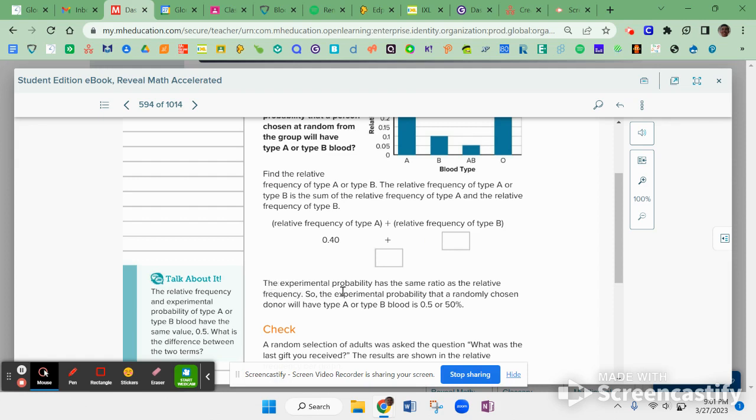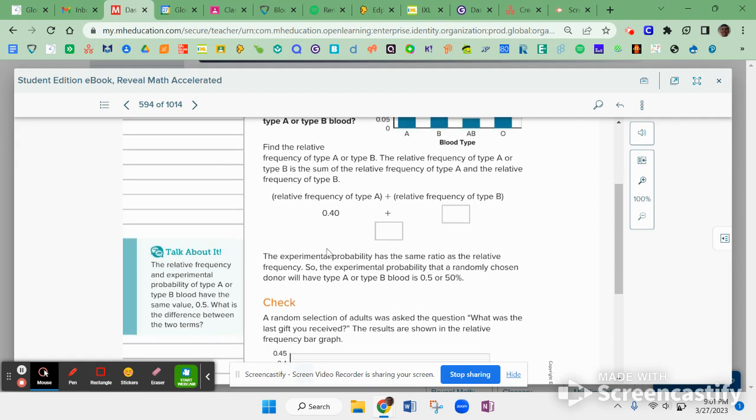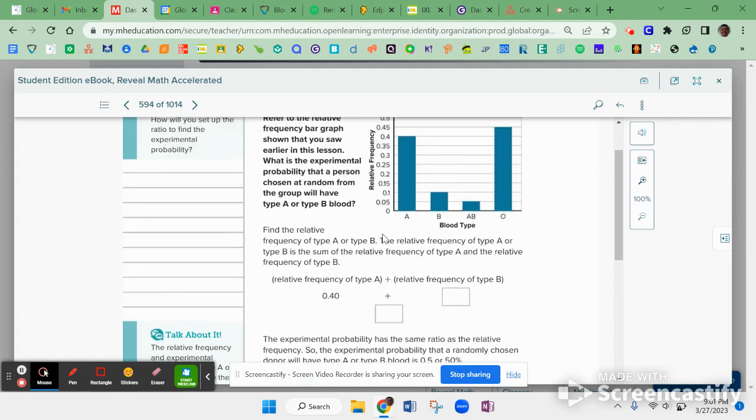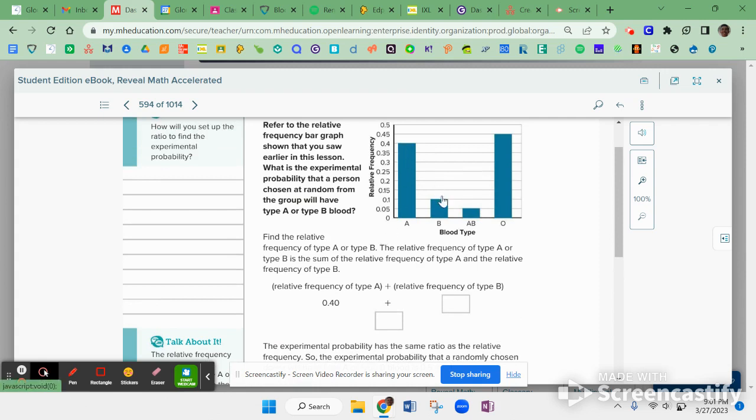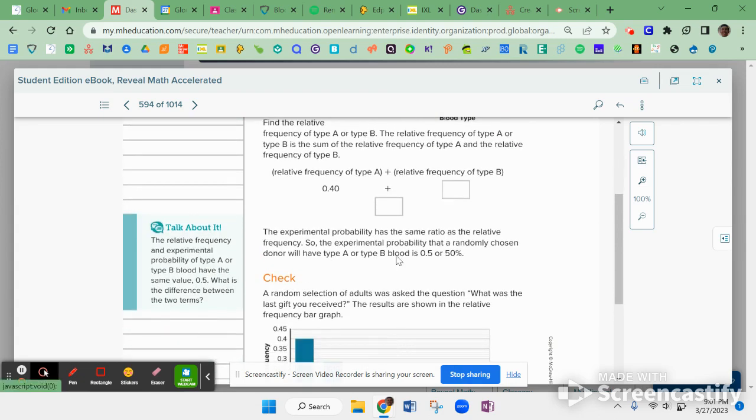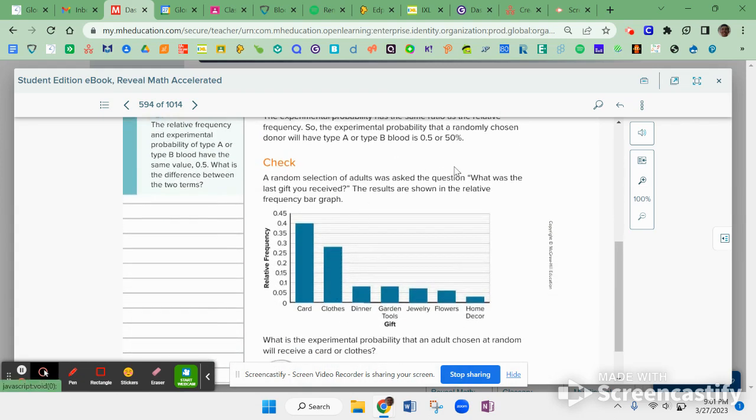The experimental probability has the same ratio as the relative frequency, so we just add them up. Since this one is 0.4 and this one is 0.1, add them up, you get 0.5, and so it's 0.5 or 50%.